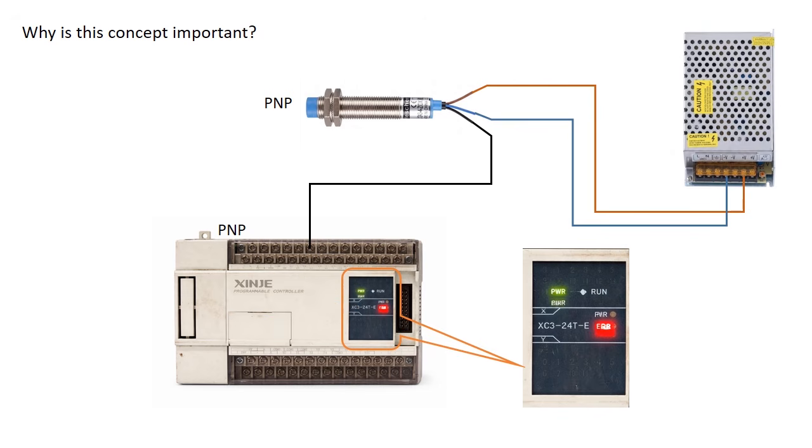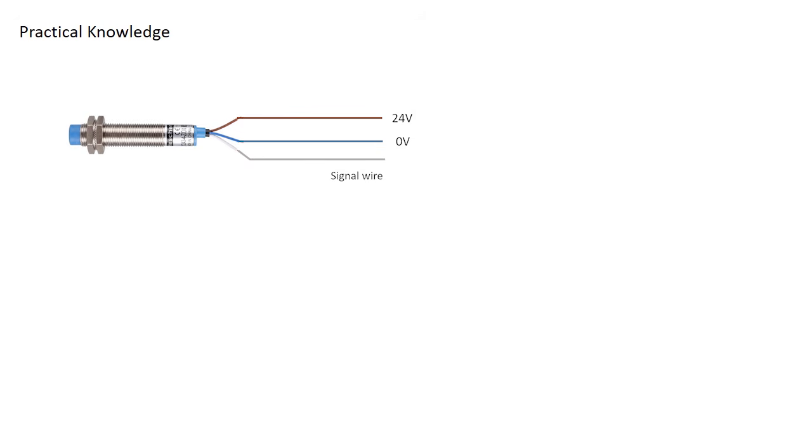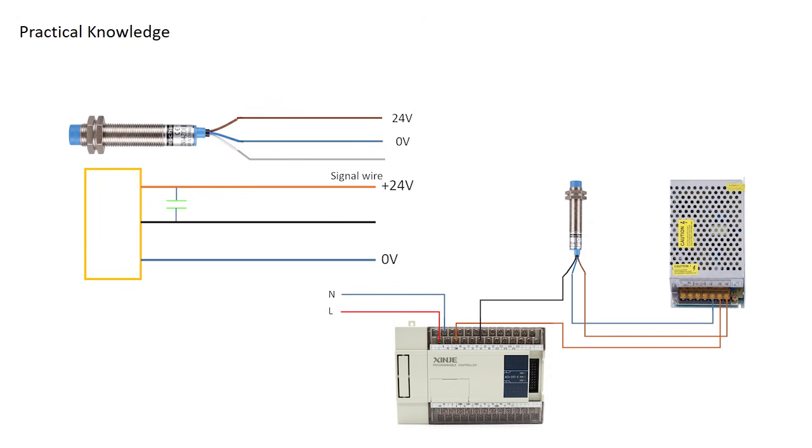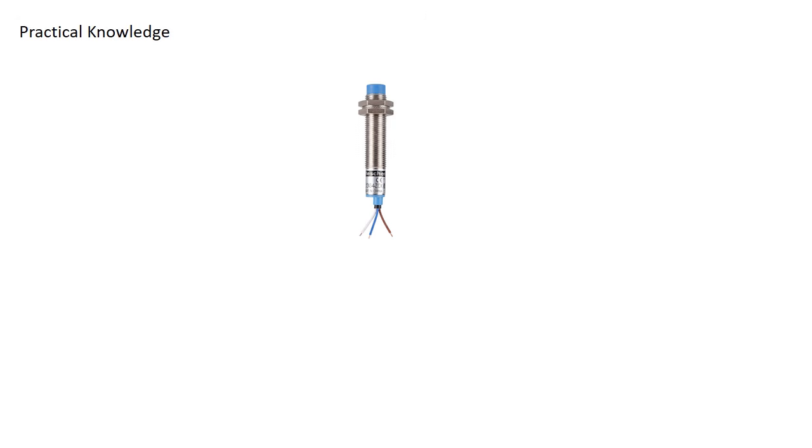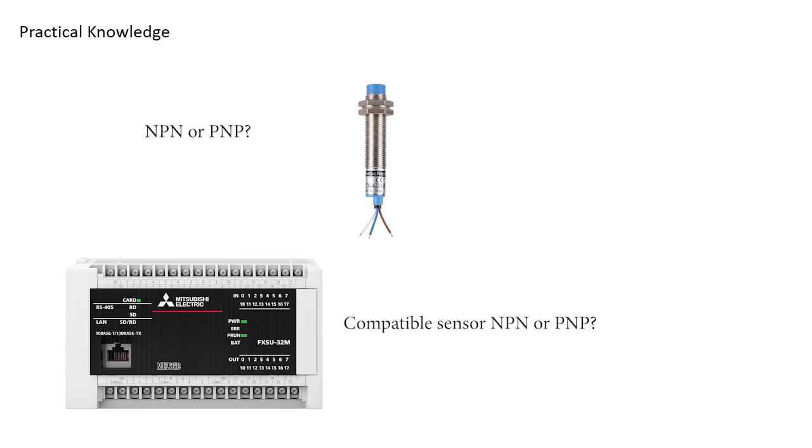So, it's important to understand these wiring methods and concepts when working with PLCs and automation systems. Now we have discussed the basics of NPN and PNP sensors. But when working in real-world applications, you also need to know a few important things such as how to identify an NPN and PNP sensor and how to select the correct sensor type.